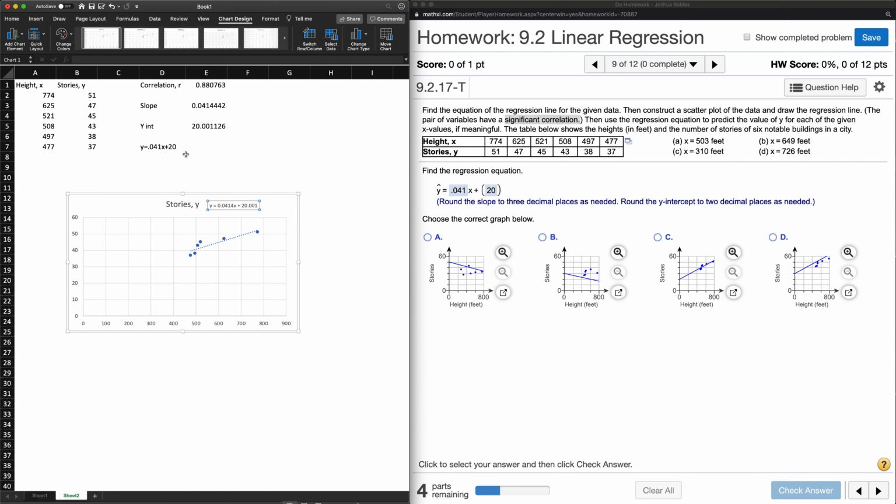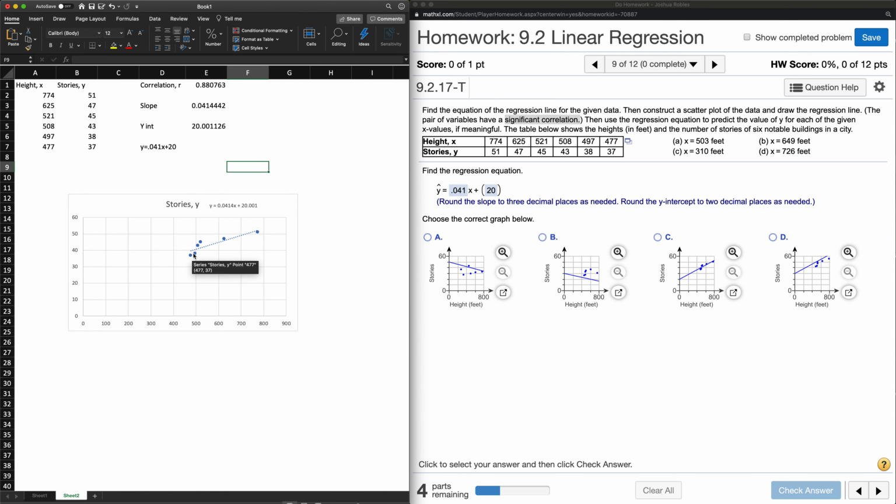The last way to get your regression equation, we could have also used the Data Analysis ToolPak. Excel, you can see, only finds the trend line over the range of your x values. So that's actually a little more appropriate than the homework has done here.